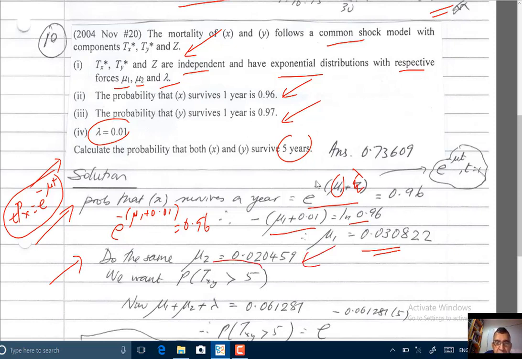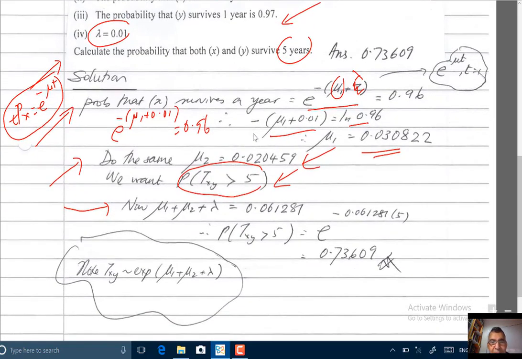This is what we want to find, the probability that both of them, X and Y, survive 5 years. So my force of mortality now will be mu1 plus mu2 plus lambda, and you'll get the value here. So the rest is easy because we are using e to the power minus mu t. Plug that in, what you just found, t is 5, use a calculator and you will get 0.73609.